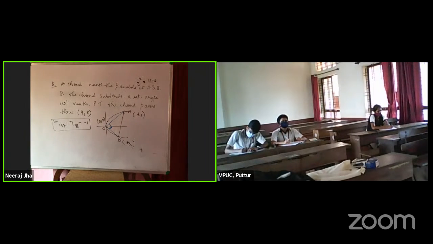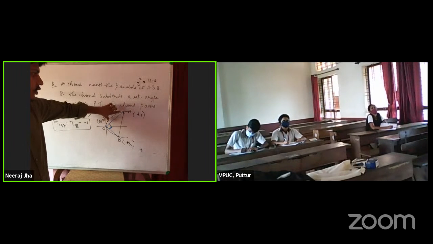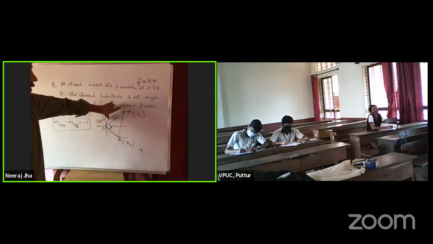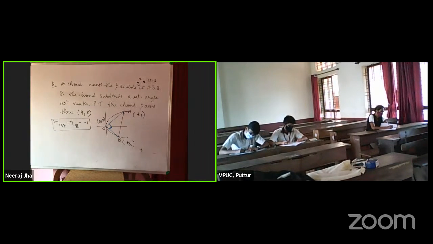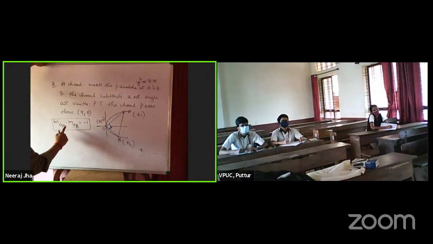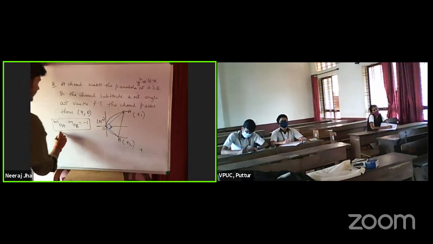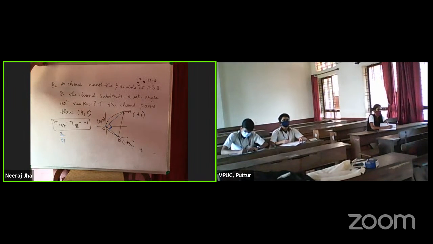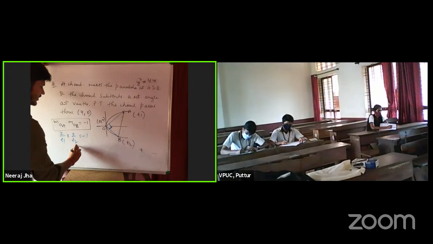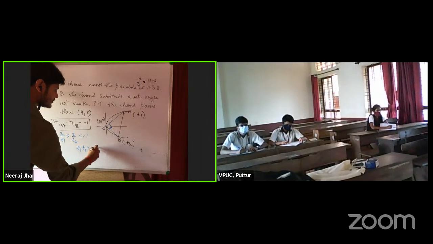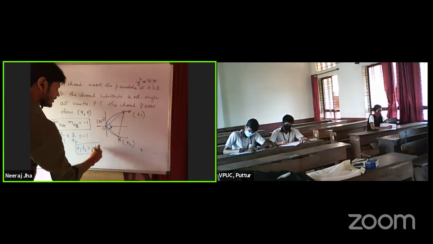Why, sir? Because OA is perpendicular to OB. That means slope of this line into slope of this line is -1. Hence, what is the slope of OA? It is 2 by T1, which I have previously discussed. This is 2 by T2. The product is -1. Hence, T1 T2 is equal to -4.